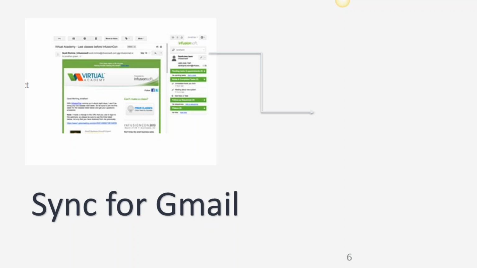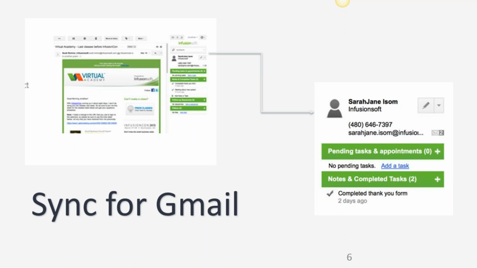We also have something called Sync for Gmail. As you can see on the right-hand side, when you open up your Gmail, if Sarah Jane is a contact inside your Infusionsoft application, then they're going to show up on the right-hand side with their information. If they're not a contact, you would have the opportunity to add them in the Gmail app.